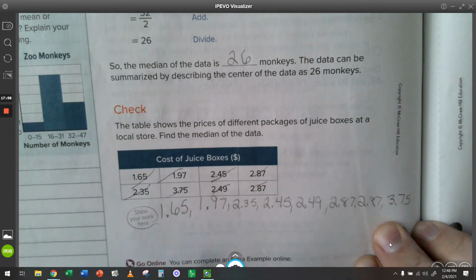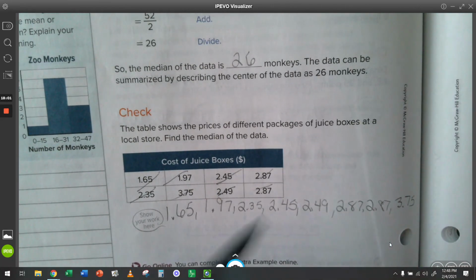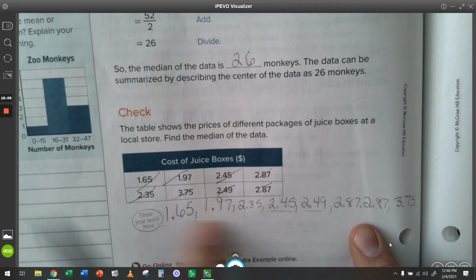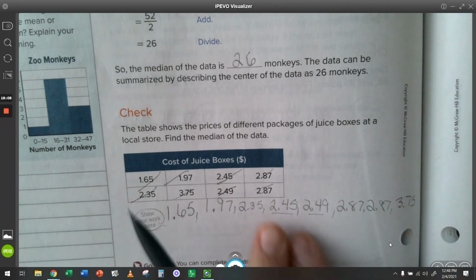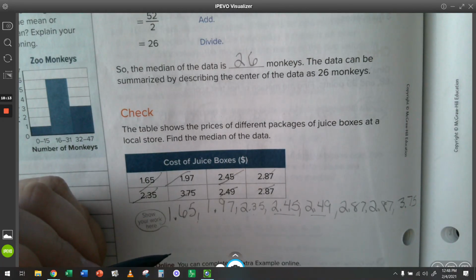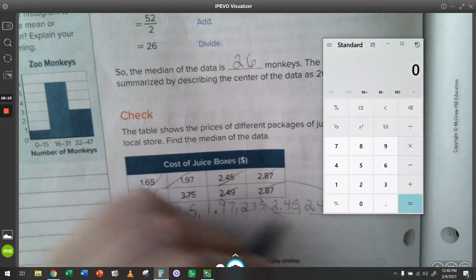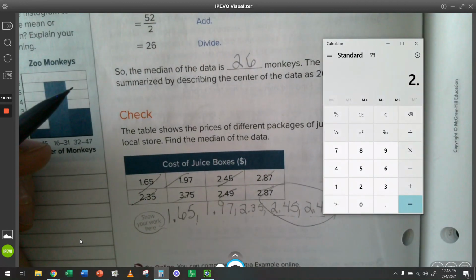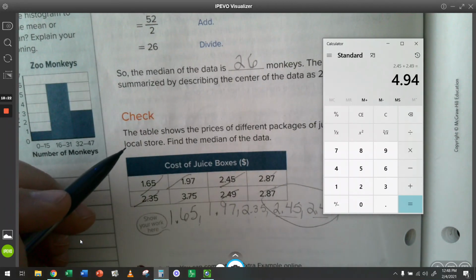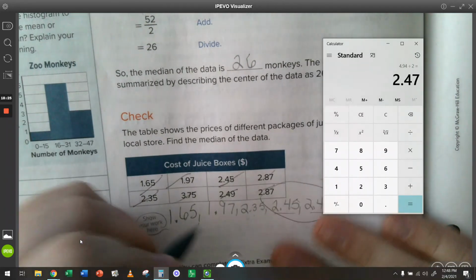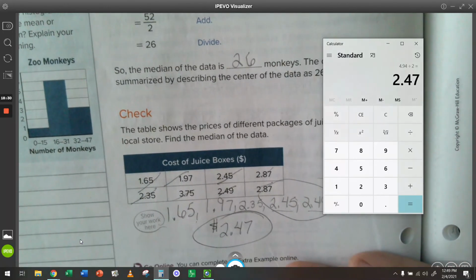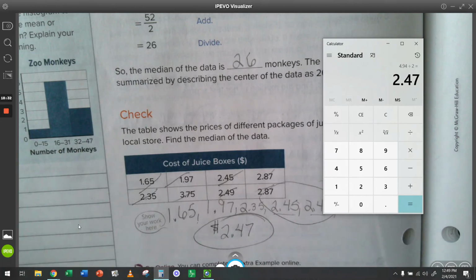Now, because there's 8, I know that I have to divide by 2, which is 4. 1, 2, 3, 4, and 5. There's 3 values below, 3 values above. I'm going to take these 2 in the middle. Remember, when we have 2 in the middle, I'm going to add them together. 2.45 plus 2.49 equals 4.94. And we find the average by dividing by 2. This then, $2.47, would be the median value.